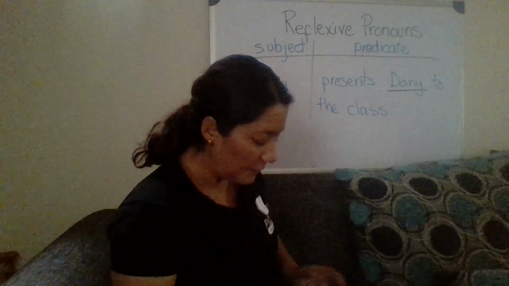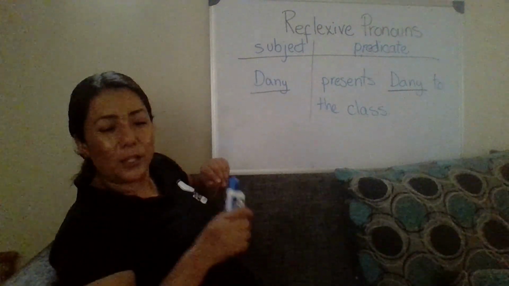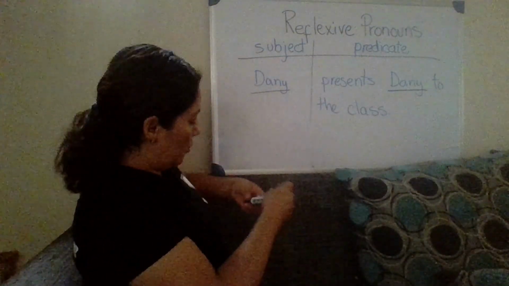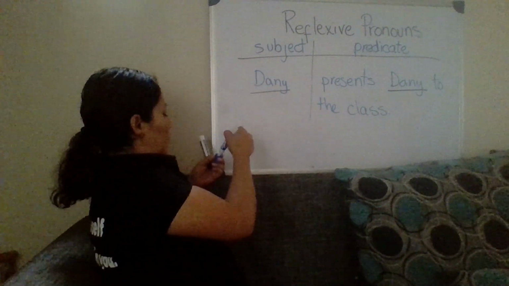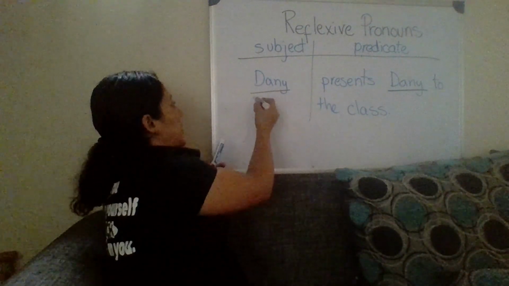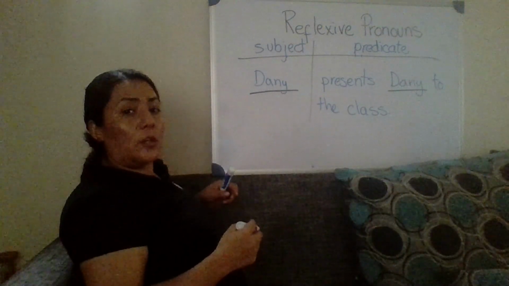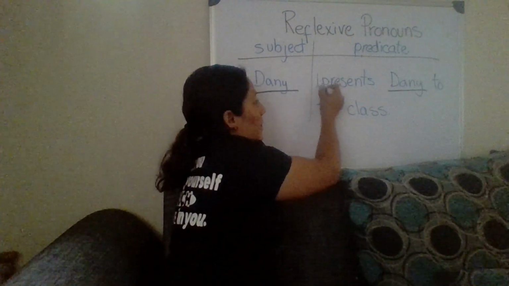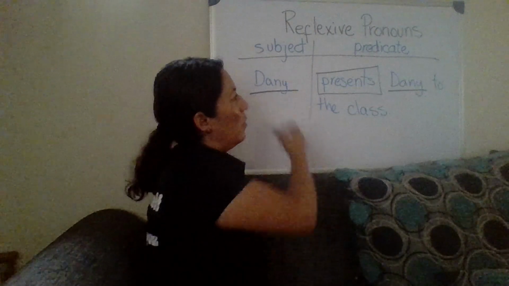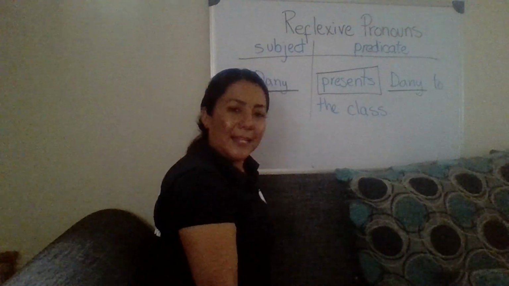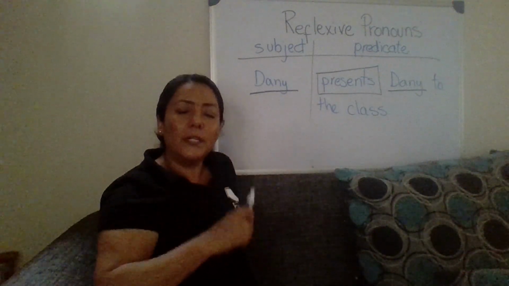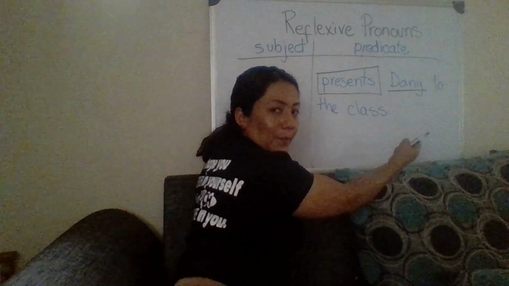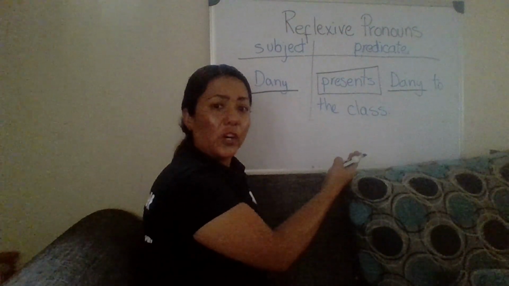Okay. Reflexive pronouns are words we use like this. What is the subject in the sentence? Danny. Danny is the subject. We're saying things about Danny. Now, what is the verb? Presents. What is the predicate? Presents Danny to the class. Subject, predicate. Again, read the subject. Read the predicate. Good.